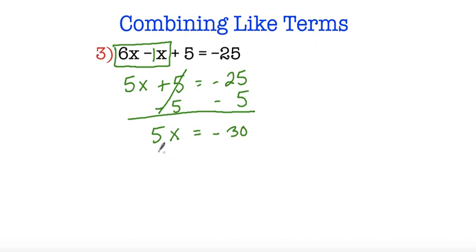In order to isolate our x, we have to divide both sides by 5. And so we're left with 1x, or just x, is equal to negative 30 divided by 5, which is negative 6. And that's it. Remember that you could always go back to check your answer, but that's it. We're pretty much done with that.